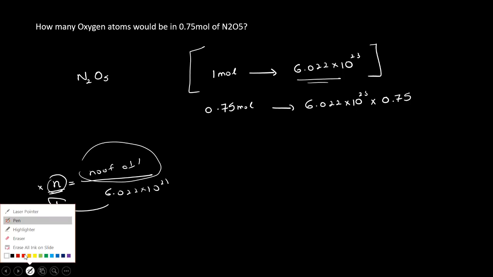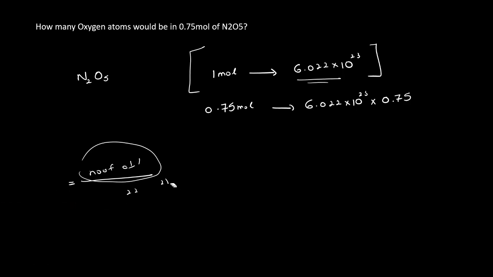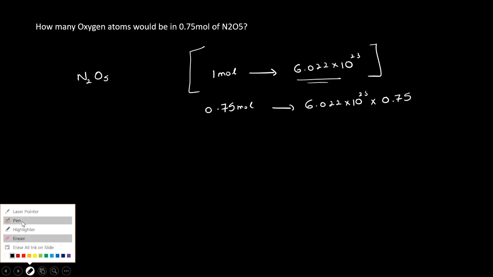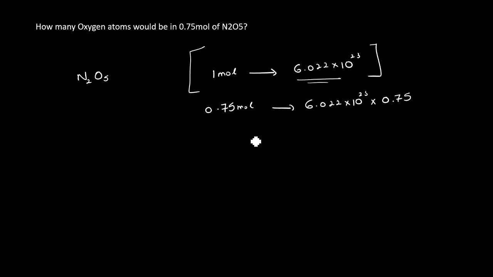So now let me calculate this one. So we have the answer, 8.029. Okay, but sorry, no, it's not right. It's 4.516 times 10 to the power 23. This amount. Now don't get confused, right?